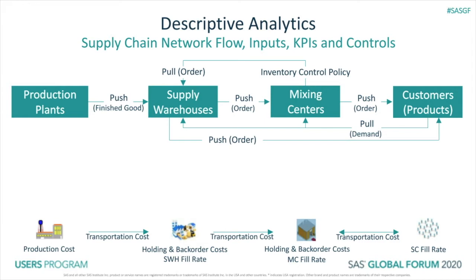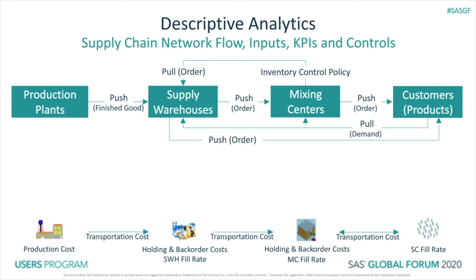And then at the very bottom, you see our key performance indicators that we are going to be using in this presentation. They are the total cost and the supply chain fill rate. We are going to be also looking at what is the fill rate by supply warehouse and by mixing center.